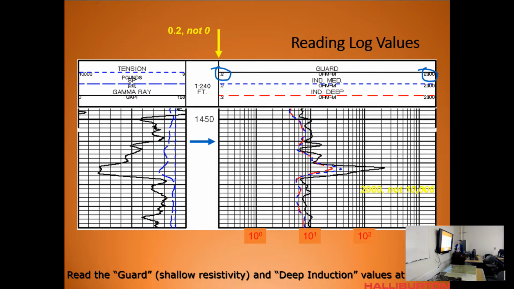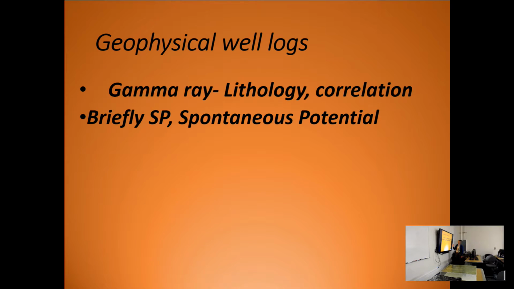So you need to get used to these types of displays. In this particular case, you're going from 2,000, in this case ohm-meters, to 0.2. Of course, there's no 0. Every once in a while, somebody will talk about 0 resistivity. Well, you can't display 0 on a log display, obviously. So you need to get used to these types of displays. Some are linear and some are log. So we just have some examples here.